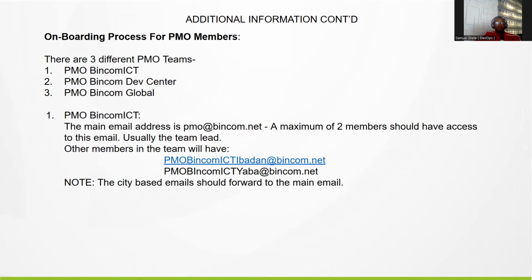For PMO Bincom ICT, the main email address is pmo@bincom.net. Only a maximum of 2 people, usually the team lead, have access. Other members are given city-based accounts, such as PMO Bincom ICT Ibadan at bincom.net. And all these city emails forward to the main PMO email.